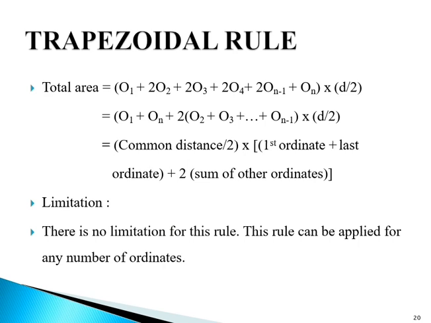Further it is simplified into bracket O1 plus On plus twice O2 plus O3 plus up to On minus 1 bracket over into d by 2. So we can say that total area is given by common distance divided by 2 into bracket first ordinate plus last ordinate plus 2 times sum of other ordinates bracket over. So if we talk about limitation of this method, there is no limitation for this rule. This rule can be applied for any number of ordinates.